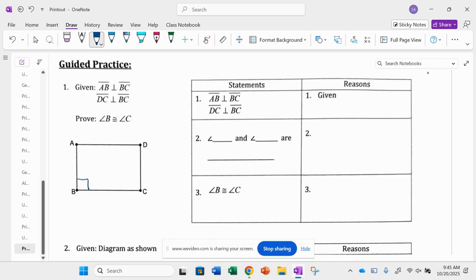So let's keep going. So now we have our givens written out. We're going through, we're marking the diagram. And we made a right angle at angle B. Anywhere in our proof, did it specifically state that angle B is a right angle? No, so we have to write that down in the proof. This is where statement 2 is coming in. So I'm going to say angle B.